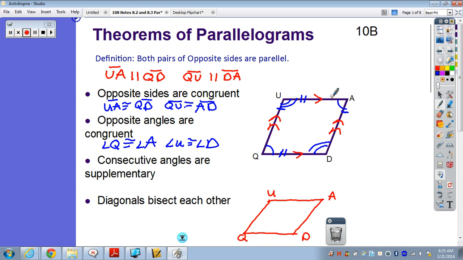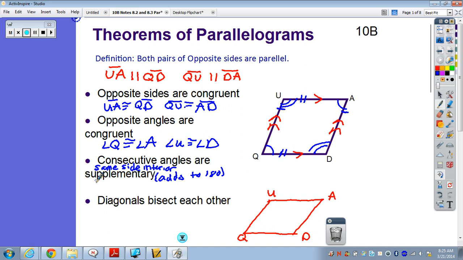We also know, since opposite sides are parallel, by the definition of parallel, consecutive angles are supplementary. That's one of our angle pairs. Another word for consecutive is same side interior, so we could also call them same side interior. They're supplementary. Remember, supplementary means adds to 180. And in this case, there's 4 pairs of consecutive angles. Consecutive angles are the 2 angles that are on the same segment.